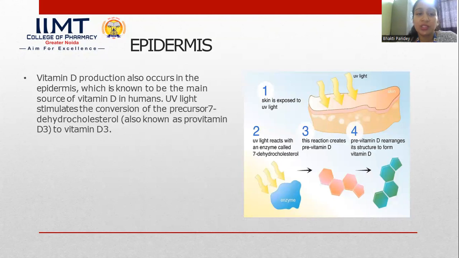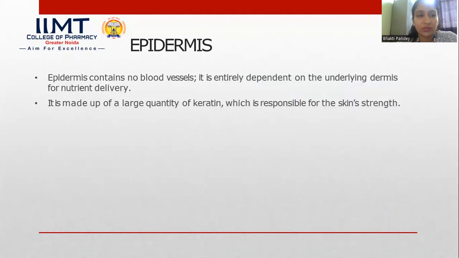Vitamin D production also occurs in the epidermis, which, as we all know, is the main source of vitamin D in humans. UV light stimulates the conversion of the precursor 7-dehydrocholesterol into provitamin D3. So these are the vitamins.